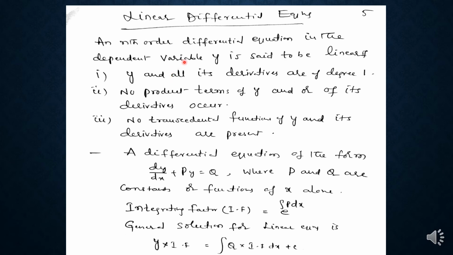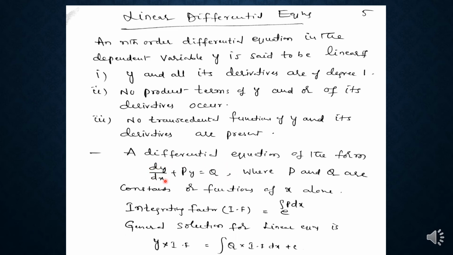No product terms of y and/or of its derivatives occur. No transcendental functions of y and its derivatives are present. They are called differential equations of linear form. A differential equation of the form dy/dx + Py = Q, where P and Q are constants or functions of x alone, is called a linear differential equation.